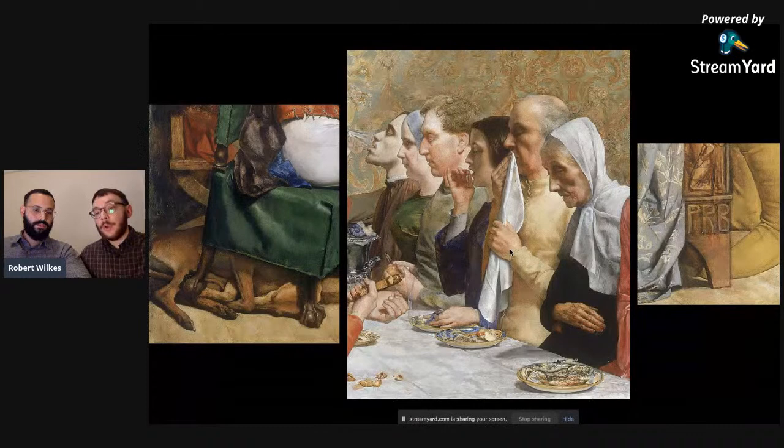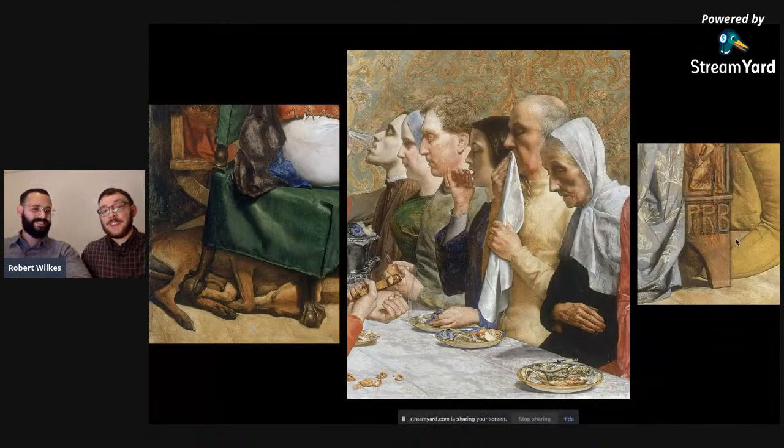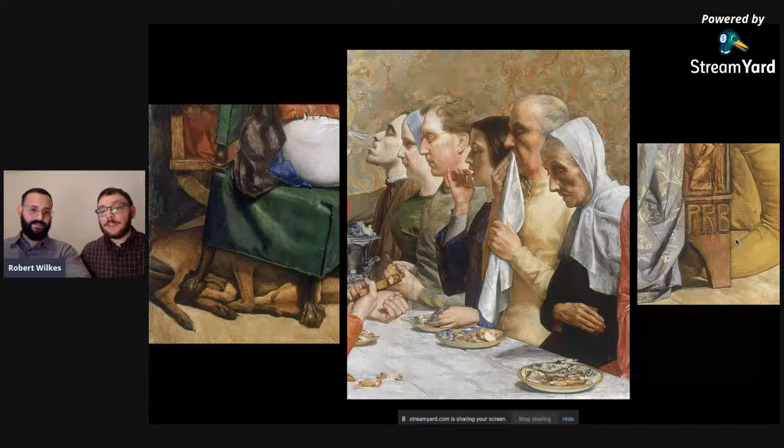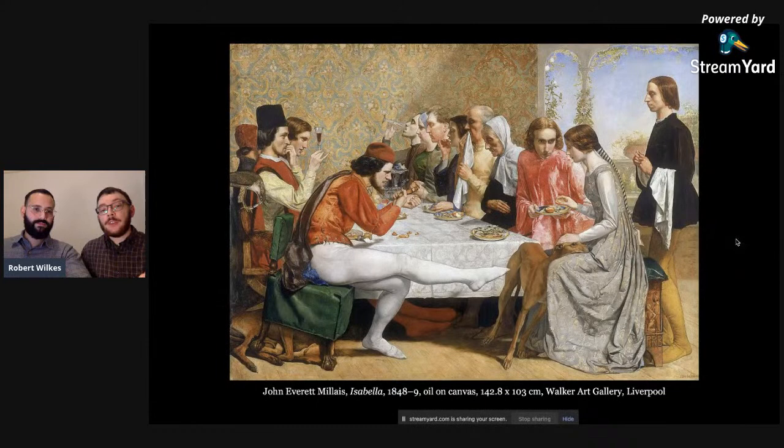Including on the right, the initials PRB. Yes, the initials of the Pre-Raphaelite Brotherhood, included as a kind of secret message. And what does make this painting so striking is, among other things, its composition.